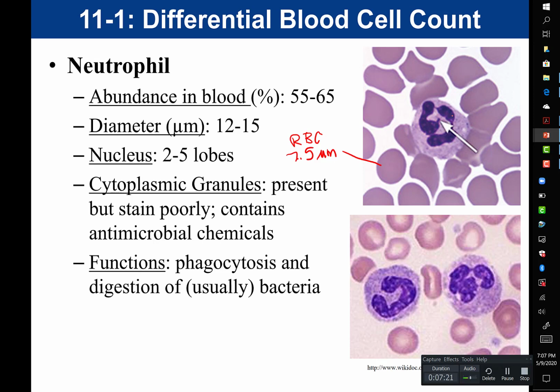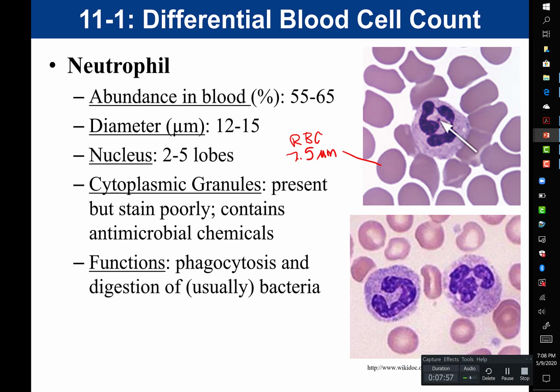Now, in terms of the nucleus, it is the darker stained part. These blood smears can be stained using what's called Wright stain. And so the nucleus is going to be the darker stain. Now, the nucleus in the neutrophils can have between 2 to 5 lobes, meaning that it can be segmented into several parts.